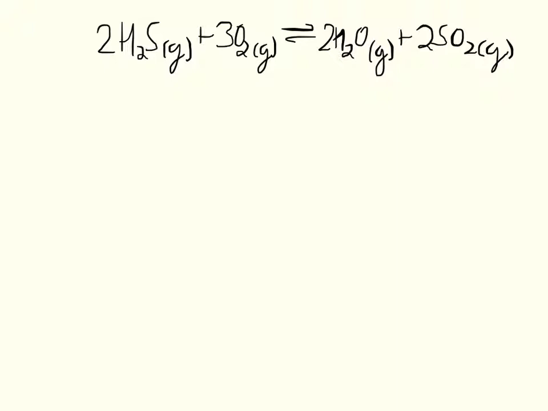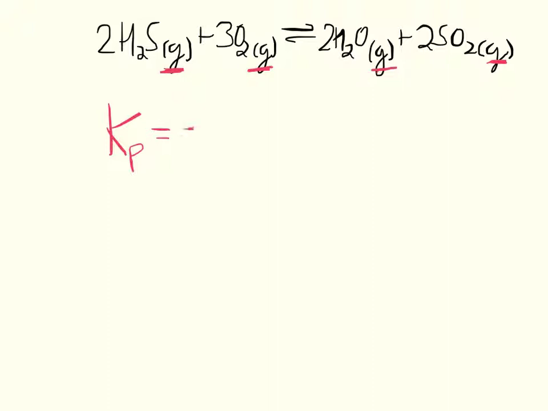In this reaction, we have hydrogen sulfide gas reacting with oxygen to produce water vapor and sulfur dioxide gas. Well, the interesting thing here is we have all gases. So when we have all gases and we write the equilibrium expression, it's not Kc anymore, it's now Kp. And so we don't talk about the concentration of a gas, we talk about its partial pressure.